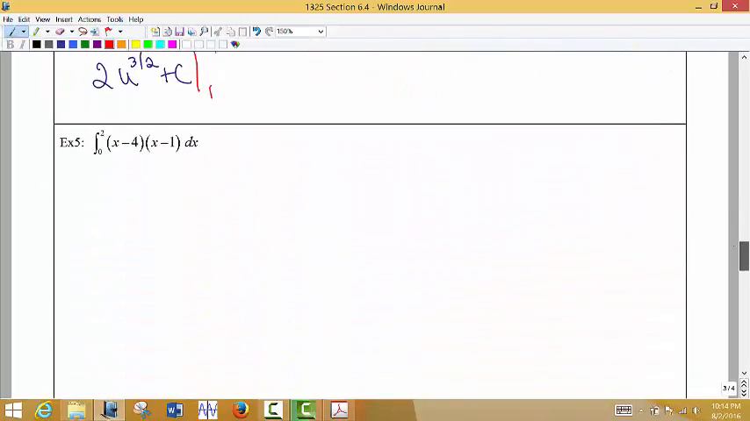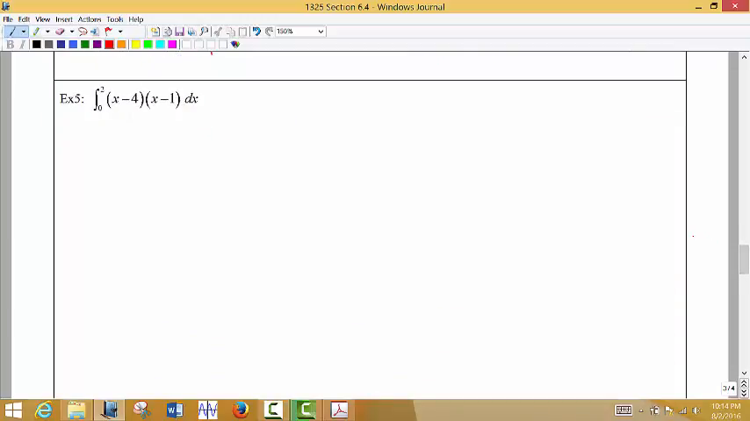Okay, here we're asked once again to evaluate the definite integral. How do we know it's a definite integral? Well, because we see the 0 and the 2 on the upper and lower limits of integration for that integration symbol.